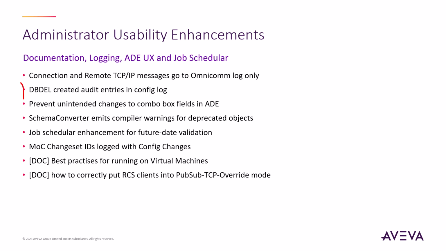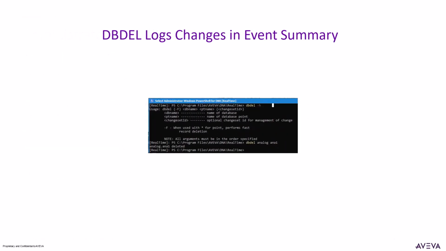With this enhancement, records or tables that are deleted with the dbdel utility will be audited in the AVEVA Enterprise SCADA historical database, indicating the time and who deleted the data. In the demo in front of you, we can see the utility in action.